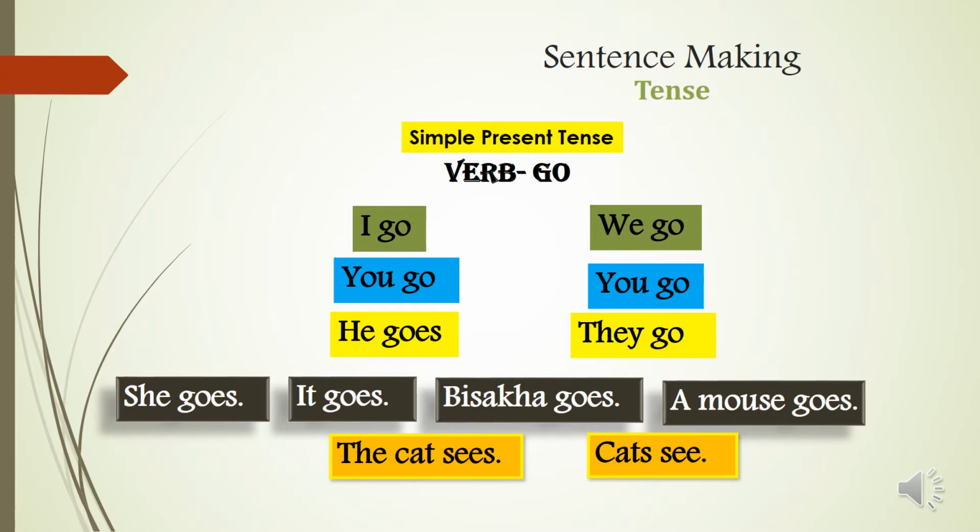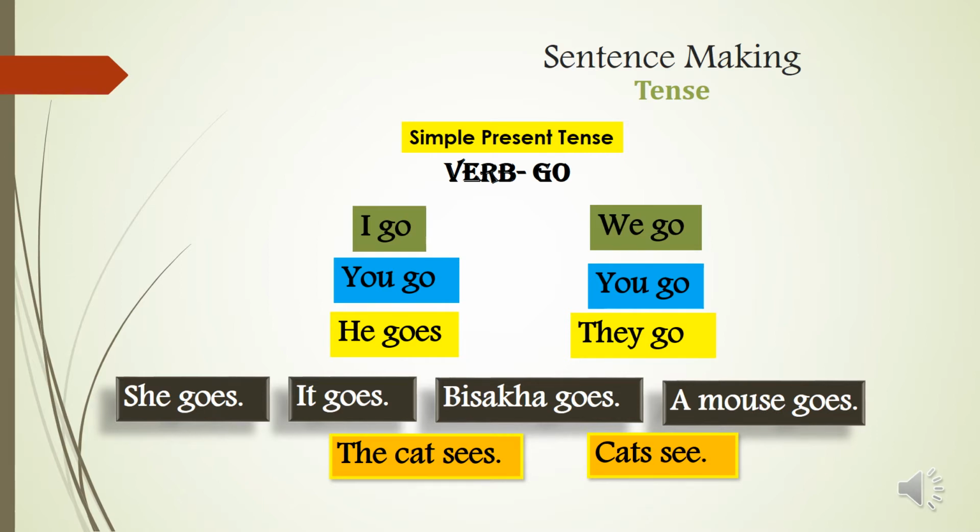So likewise I have given you some examples. Look at the last two sentences. It is written, the cat sees. Cat is third person singular number. So I have attached an s with the verb see. So cat sees. But when it is cats, yes, cats is plural. So s is not added. So cats see. There is no s, only the verb.